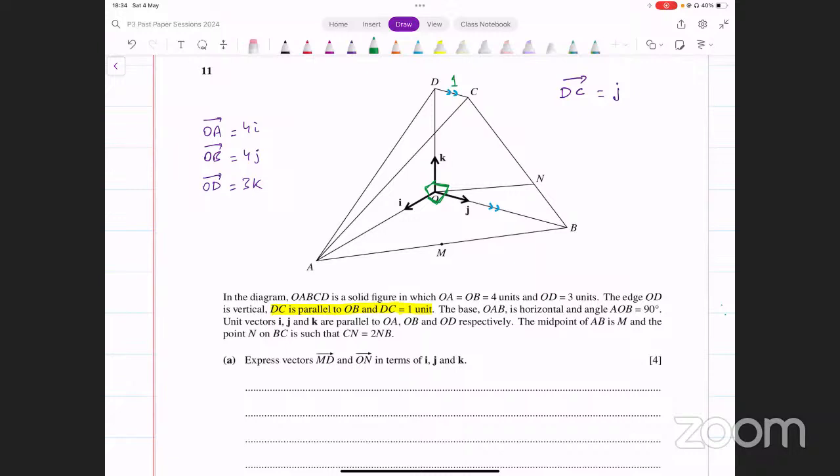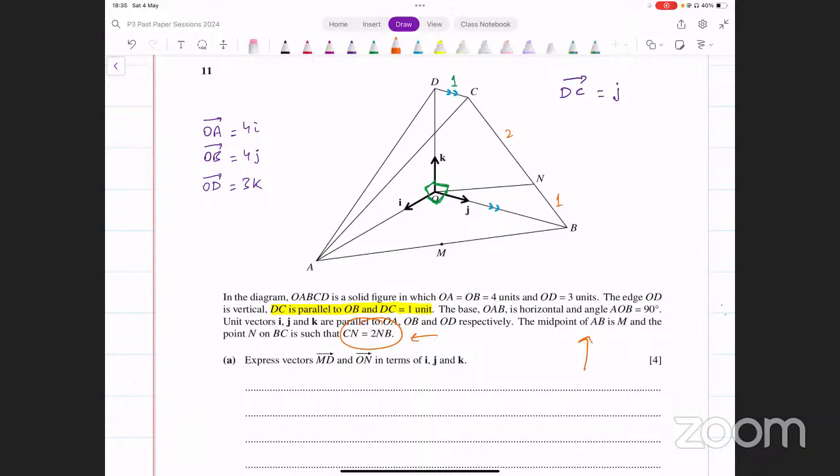All right. Now, the midpoint of AB is M. You can see that in the diagram as well. This point is M. And the point N on BC is such that CN equals 2 times NB. So if this length is 2, this length is 1. Now you see, it's a vector question with these ratios. It generally gets pretty lengthy. Again, a question not to touch in the middle of the exam.